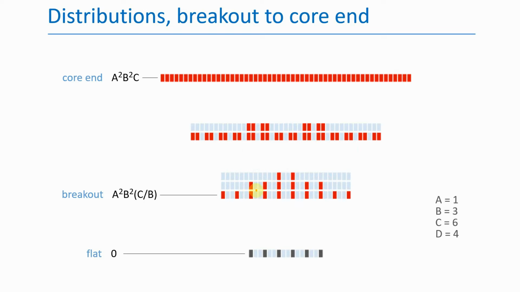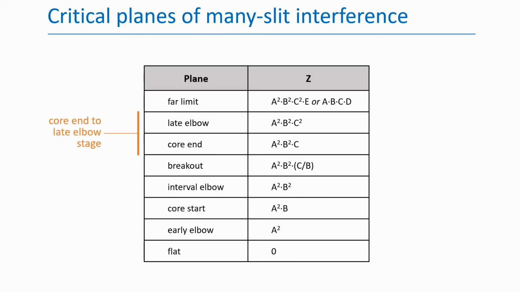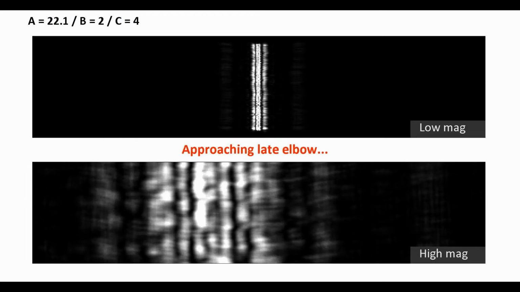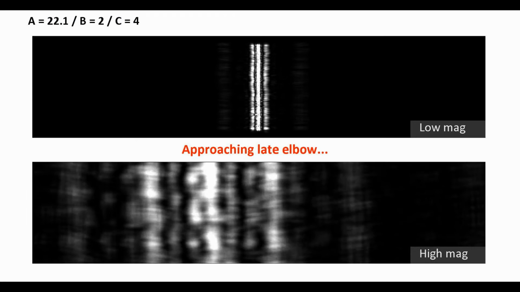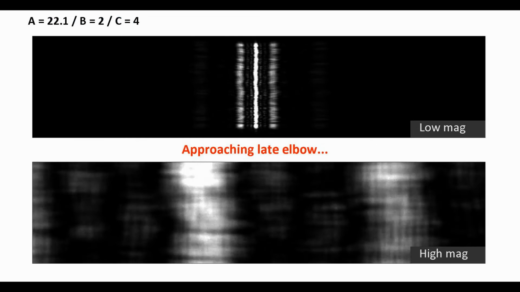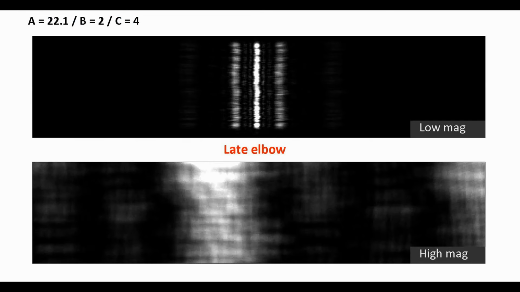Then, the stripe grows b times as wide to fill the entire width of the period. And the array also grows to be b times as wide as the array at the flat. The next stage begins at the core end and goes up to the late elbow. At the core end, the pattern is one continuous bright region. During this stage, that bright region separates into individual beams which move apart from one another. But while dark space grows in between the beams, each individual beam stays at a constant width.